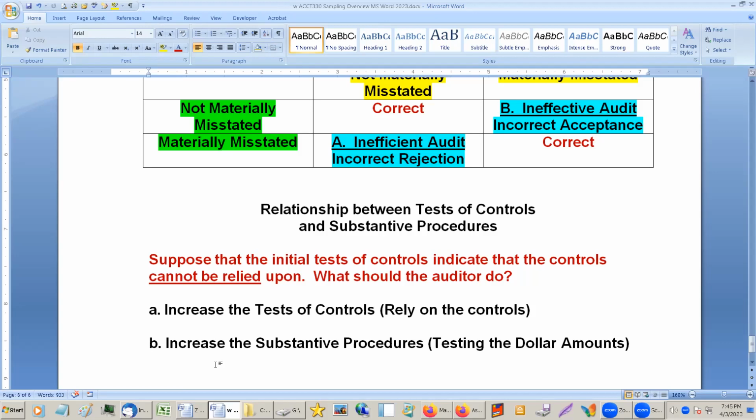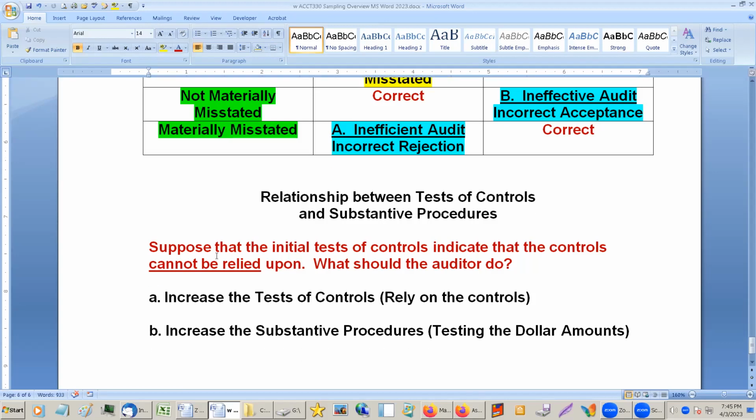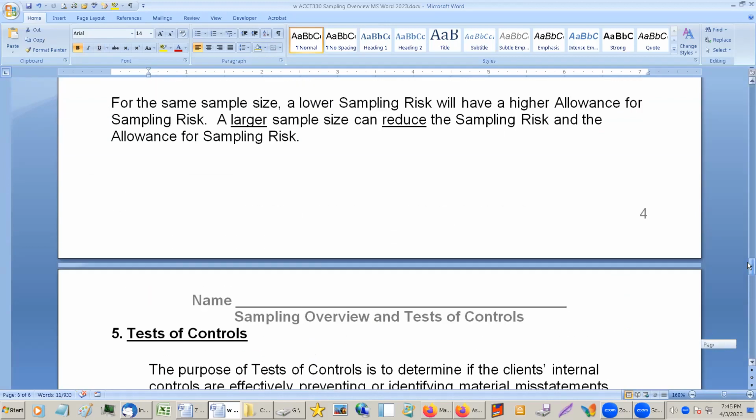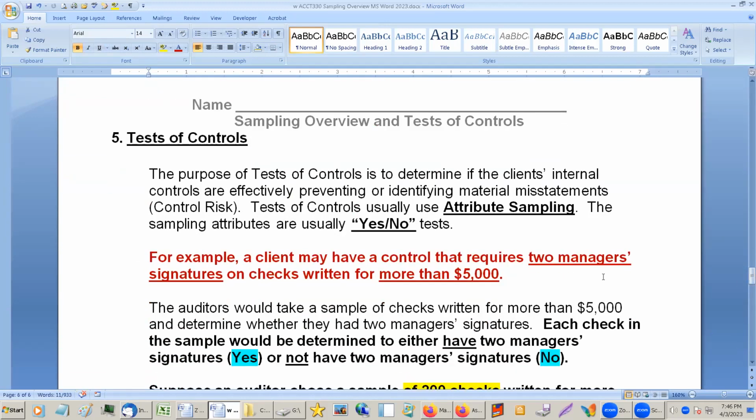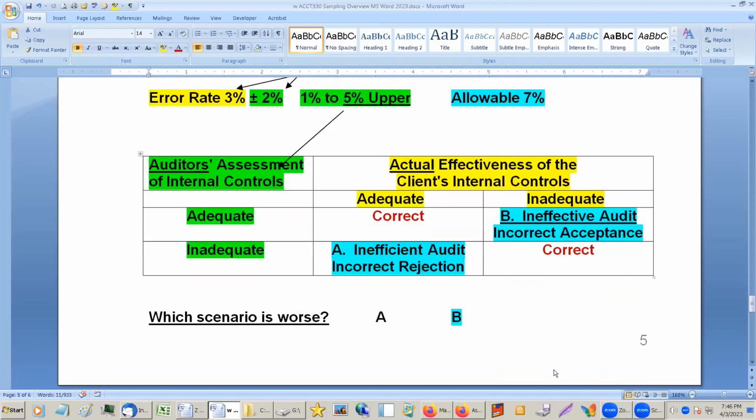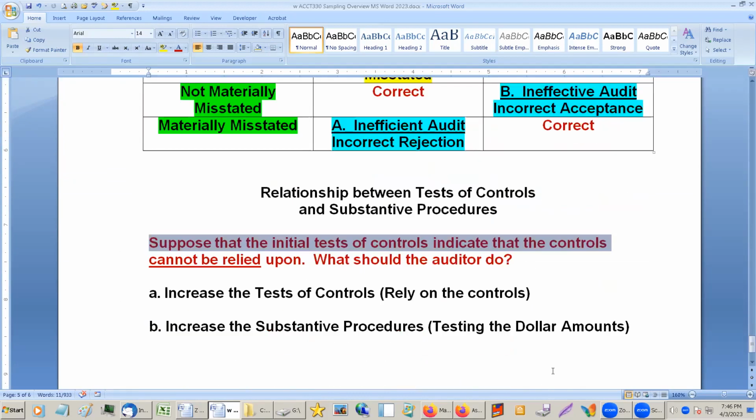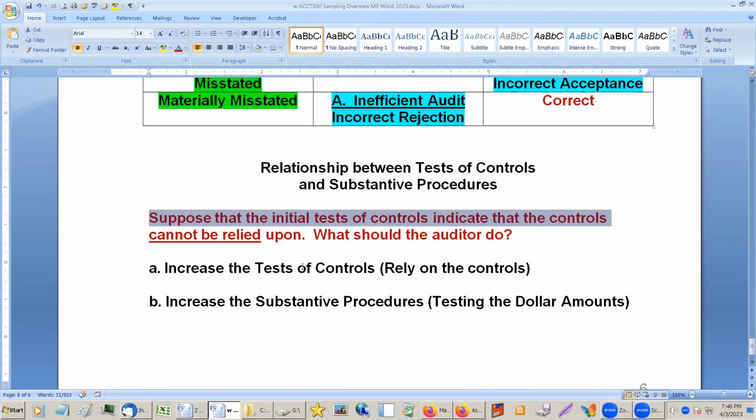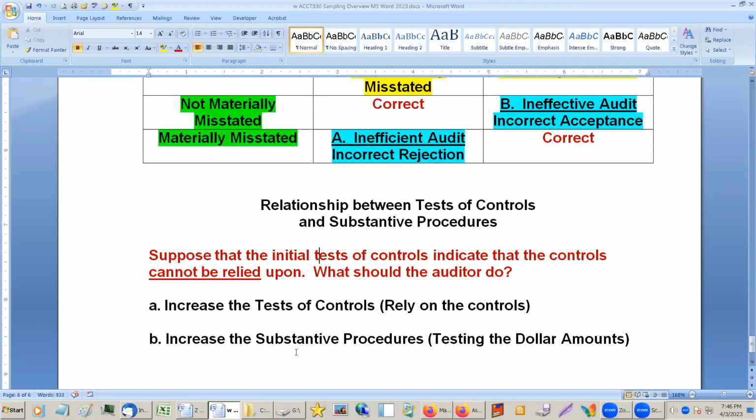Can you repeat the question, please? Yeah. So you're doing your initial test on controls. Let's say you did the test up here for the two manager signatures. And suppose you pick out 10 of them, and none of them have two signatures on it. You can't rely on it. So you have these really bad controls. Are you going to increase the test of controls, or are you going to increase the substantive test, the dollar amounts? The dollar amounts? Yep, exactly.